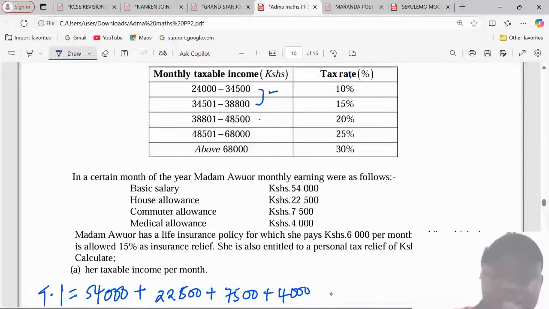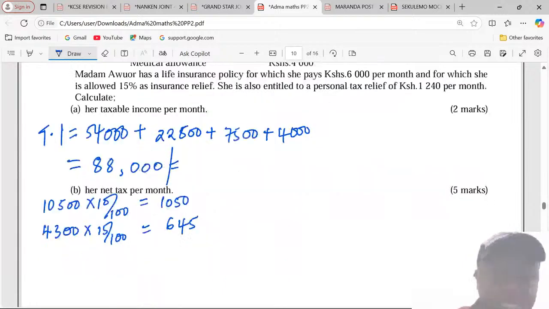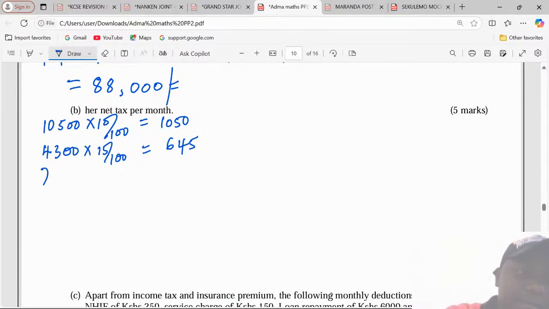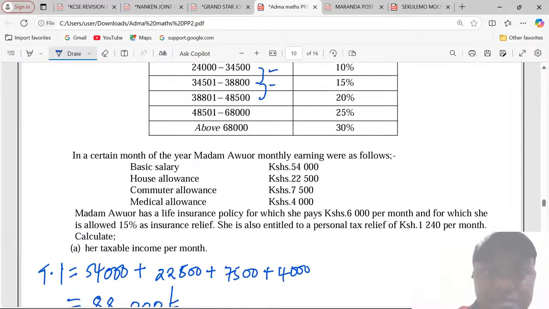In the next bracket, we are also going to subtract 48,500 minus 38,100. This will be 9700 at a rate of 20%. So by 20%, this is going to be 1940.